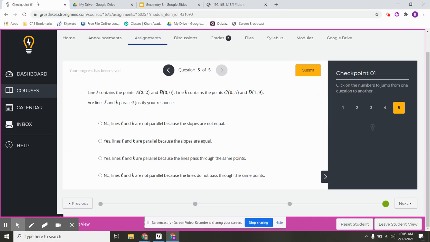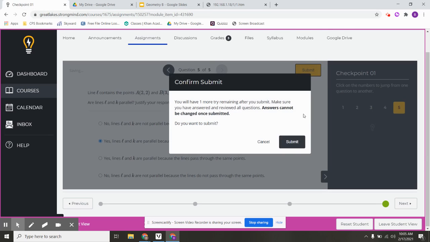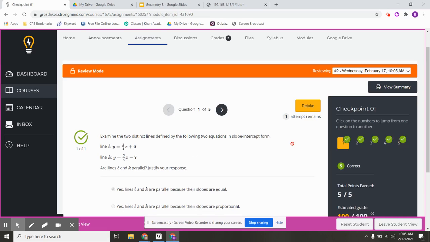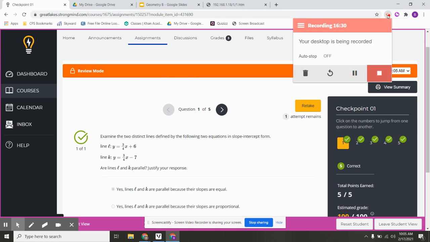All right, coming back here. So yes, they're parallel because their slopes are equal. There we go. So that is checkpoint 1 with all the workbooks. Double checking that the answers are all correct, and they are. And voila, we are done with checkpoint 1.